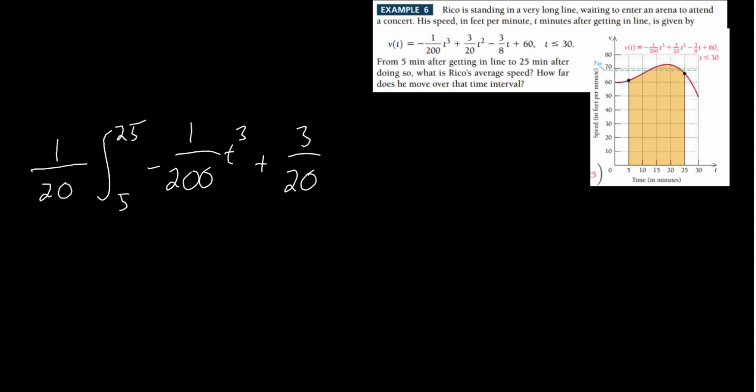I'm not sure if this is going to fit nice and neatly, but I'll try it. And if it doesn't, no big deal. I'll just copy it. All right, so we've got from 5 to 25 of negative 1/200 t cubed plus 3/20 t squared minus 3/8 t plus 60 dt.